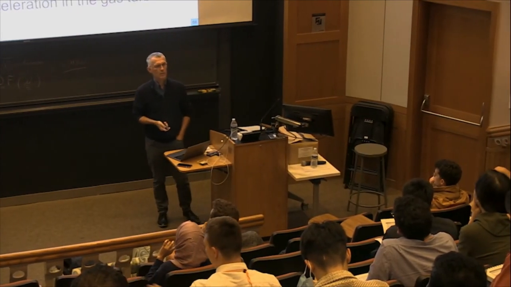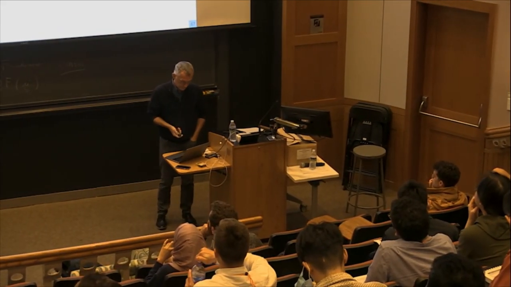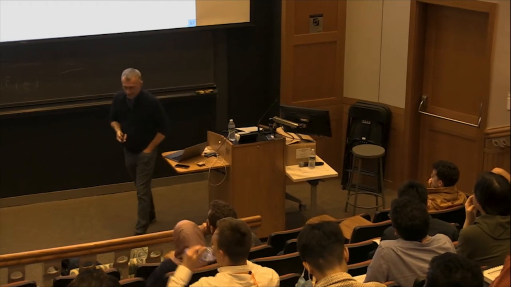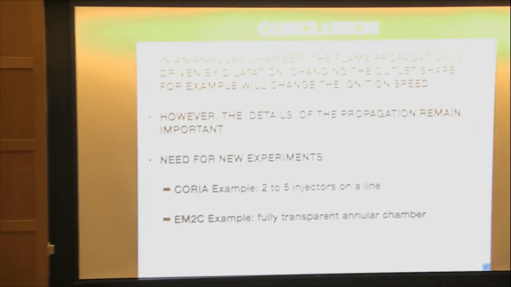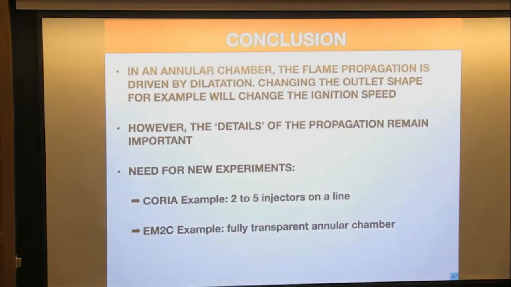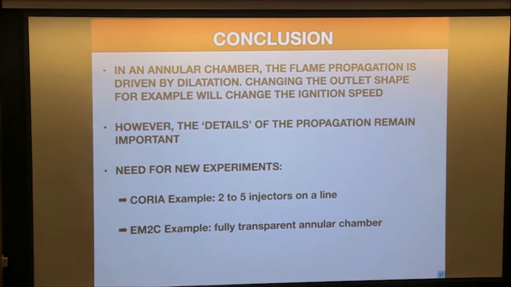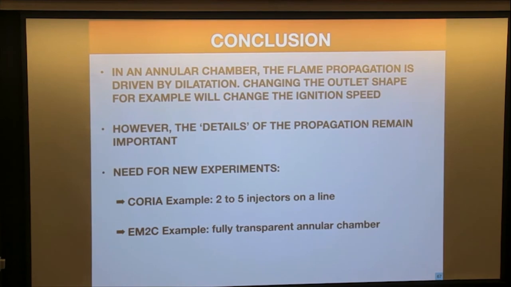You know, you might say, oh, okay, why do we have such a big speed? Okay, so as you see here, the propagation was driven by dilatation. Is this always the case? Well, you have other problems. If you want to look at the details, you have to give up this big engine. You have to go back to the lab where you have measurements. So I want to show you two examples of very nice experiments which were done at Coria in Rouen and at École Centrale in Paris.